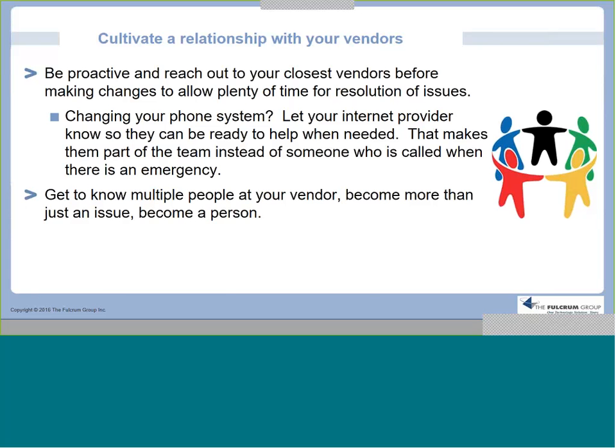So get to know multiple people at your vendor. People go on vacations. People have kids who get sick. People get sick themselves. So make sure you have an alternate contact in case you need immediate attention, or you have an emergency, or you just need an answer right away.